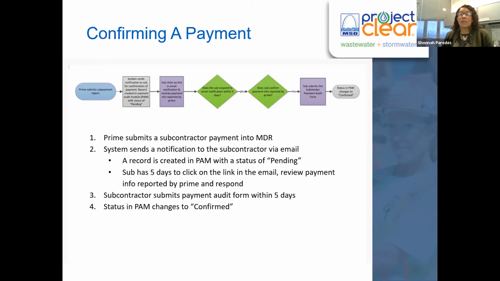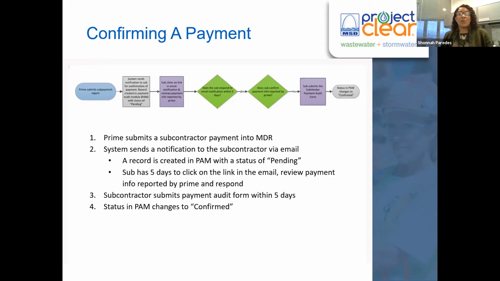This next purple box, the subcontractor clicks on the link, views the information. They have verified the payment within that 5-day period and the system confirms those actions. And then the subcontractor's payment in the system changes from pending to confirmed. Now, this is how it works perfectly. And if everything falls in alignment, everything will happen in a very efficient manner.